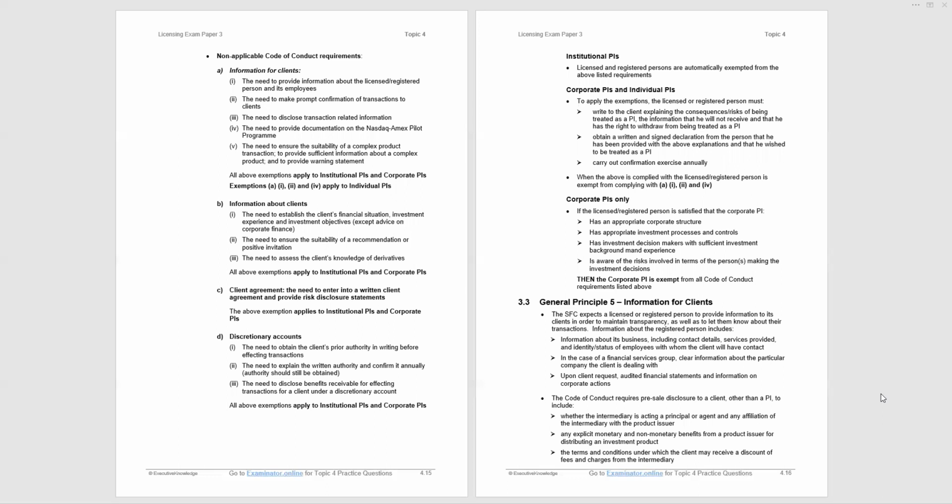And then for corporate PIs only, the licensed or registered person applying the waivers must be satisfied that there's an appropriate corporate structure, appropriate investment processes and controls, and that they operate as a sort of informed professional investor. And if those points are covered, then the corporate PI is exempt from all the conduct requirements that we've listed.